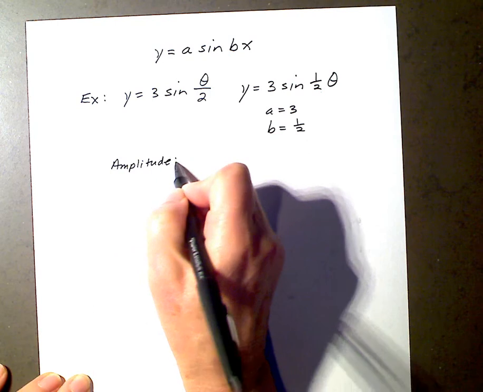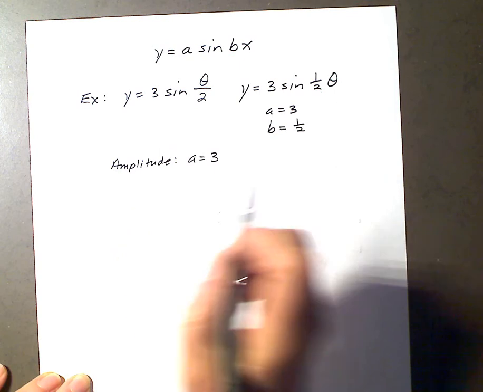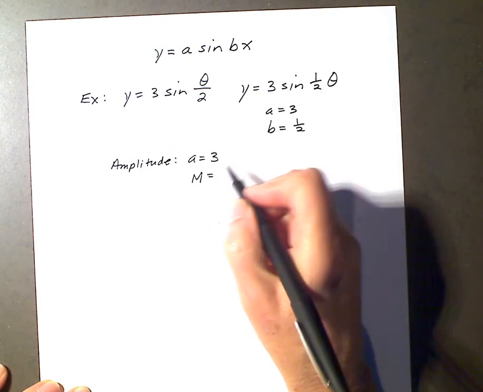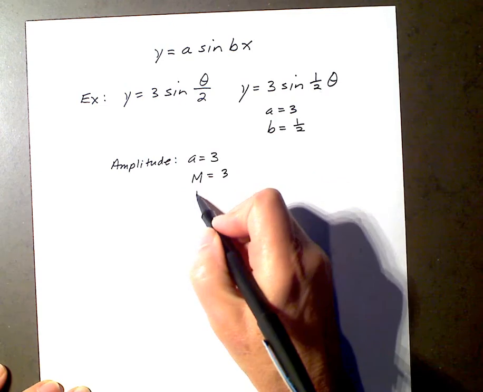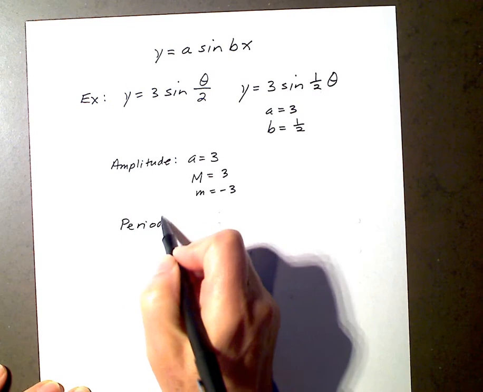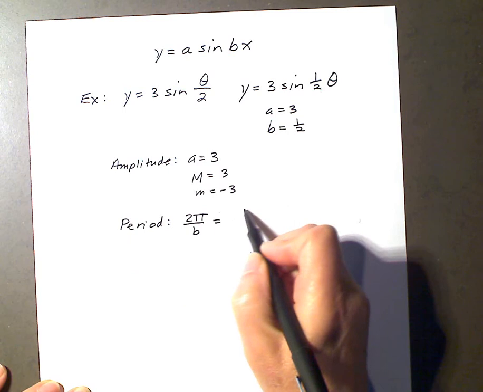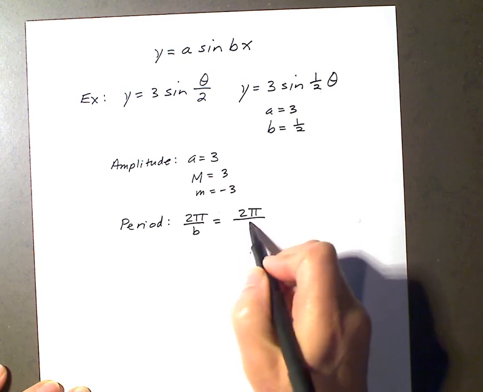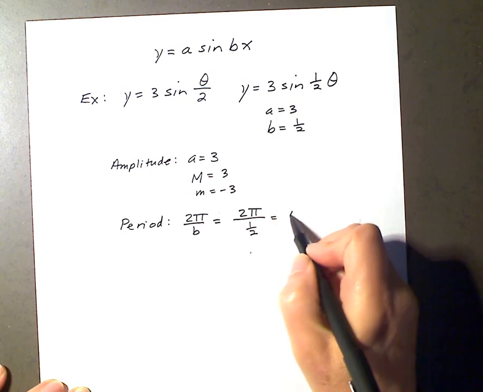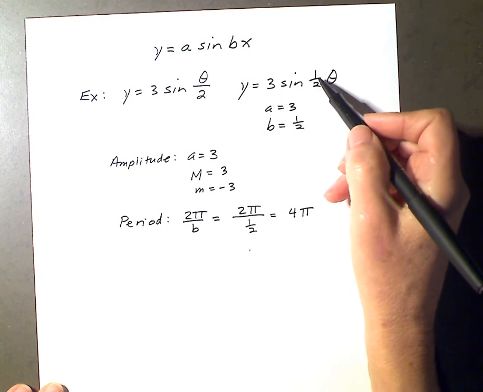So the amplitude of the function is the 3. The maximum value is going to be positive 3. The minimum value will be a negative 3. The period of the function is 2 pi divided by b. So in this case, 2 pi divided by 1/2. So that's 2 pi times 2. So that's 4 pi. Okay, so when b is a small number like this, it is a slow function.